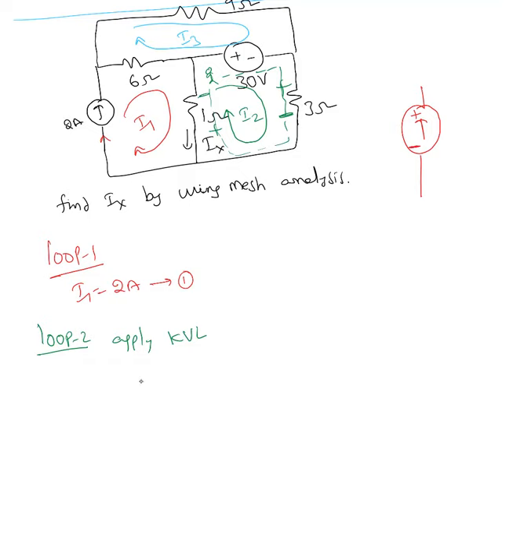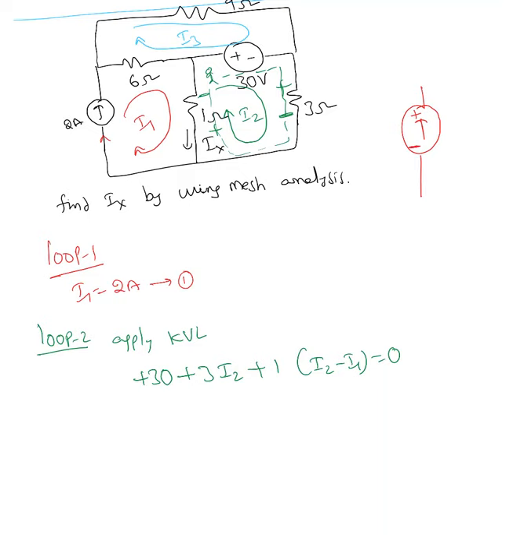So I can say plus 30, that's a voltage drop, plus 3 times I2, plus 1 times (I2 minus I1) equal to 0. Now how come this is a voltage drop? Because it could be a voltage drop or voltage gain, I don't know, but when I'm considering loop 2, that is a drop because I'm entering the positive terminal.